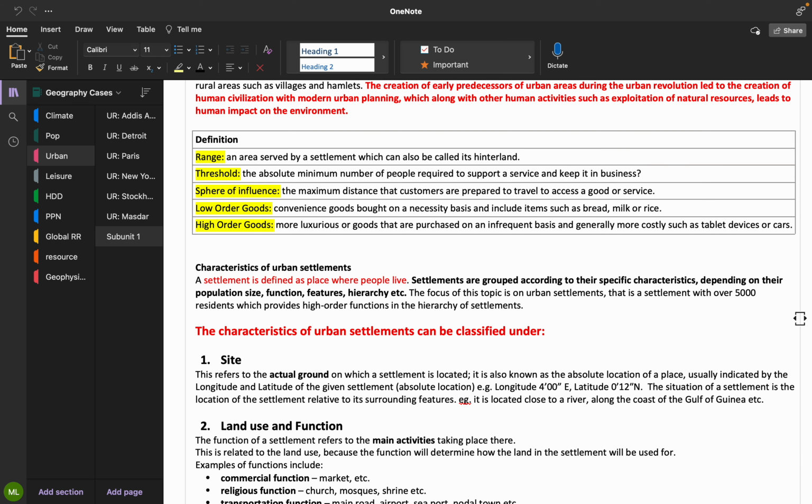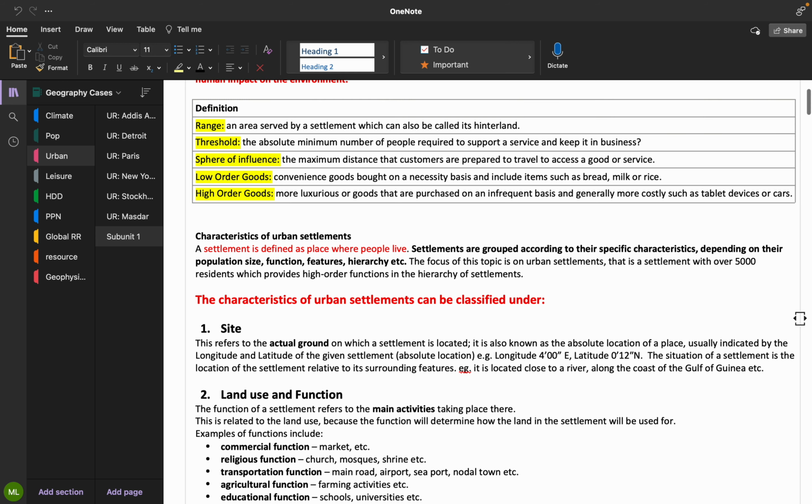Okay. And the creation of early predecessors of urban areas during the urban revolution led to the creation of human civilization and modern urban planning, which, along with other human activities such as exploitation of natural resources, leads to human impact on the environment. So these are key definitions and keywords that you should know for this unit.